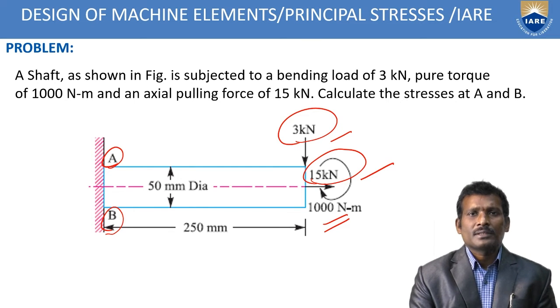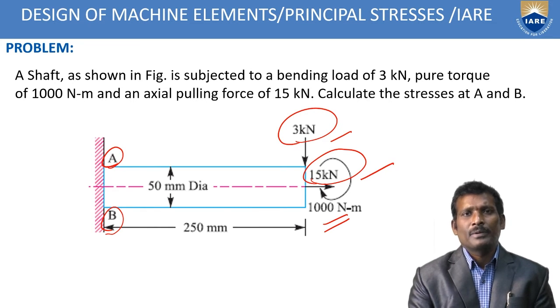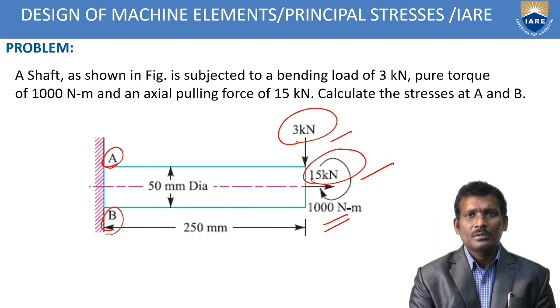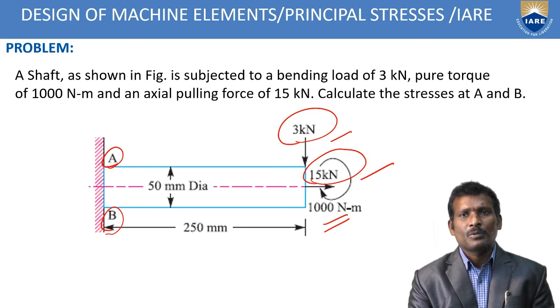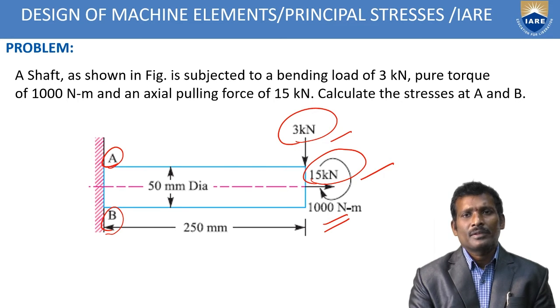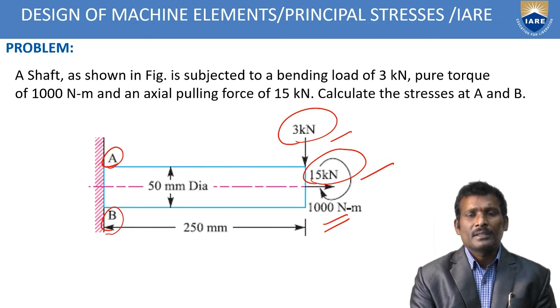It means what are the stresses at the upper portion of the shaft, the upper fiber, and what are the stresses at the lower fiber, when it is subjected to the combination of these loads. Here one is the bending load acting, the bending moment, then the torsion, and then another one is the direct pulling force, so that is tensile load acting. The given shaft diameter is 50 mm and length is 250 mm. So for this problem, we need to calculate stresses.